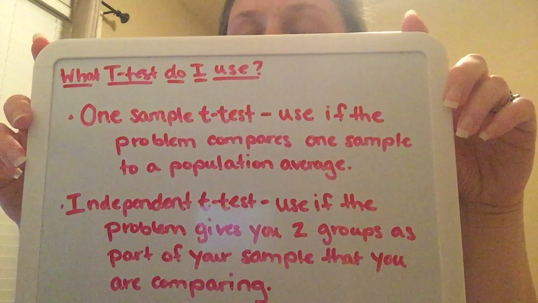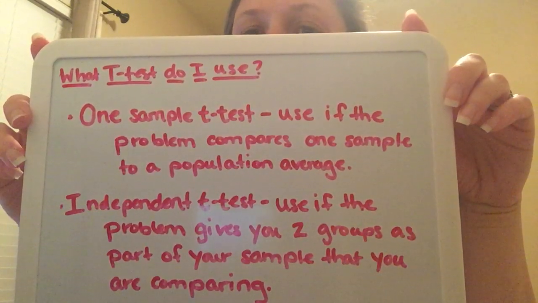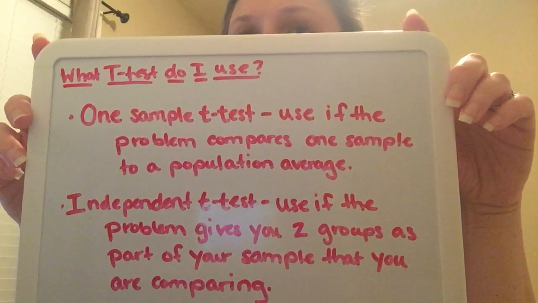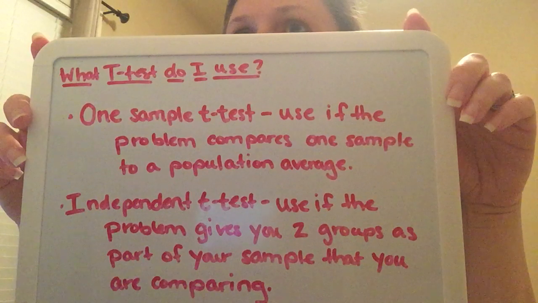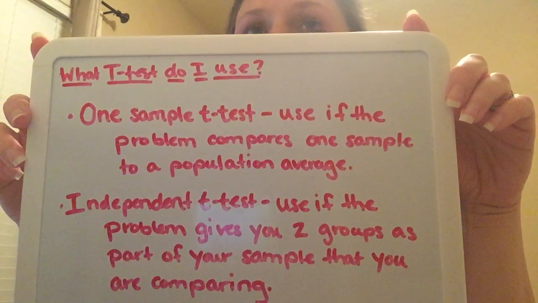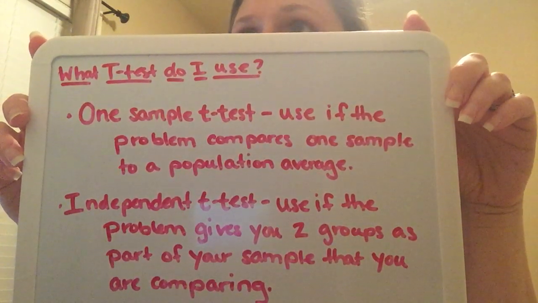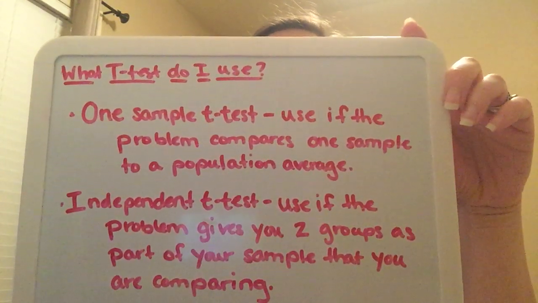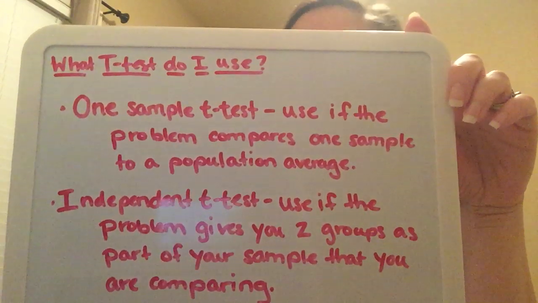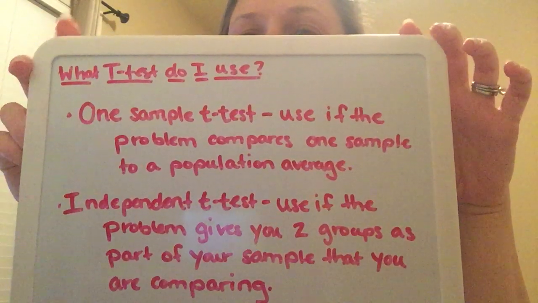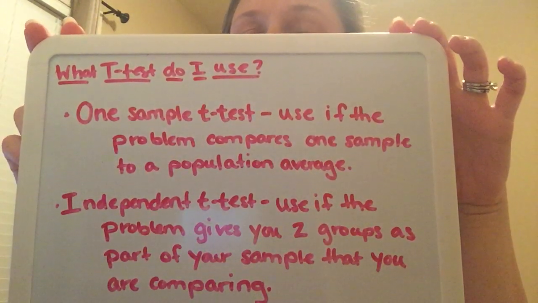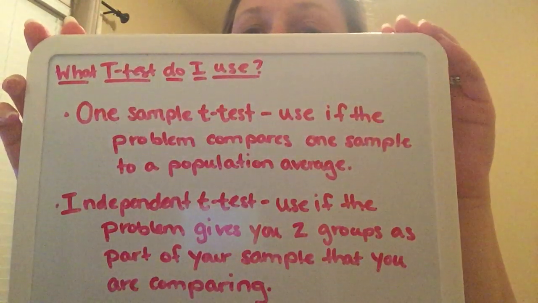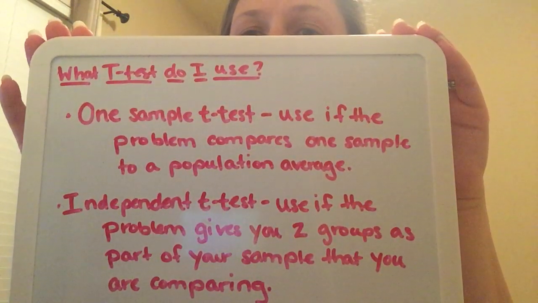Okay? And I've tried to emphasize this over and over again, that if you have a population mean, so if the problem is talking about the population and whatever their average is, or sometimes they'll just say students in general or people in general, that's communicating an entire population of people. If you have a population mean, then you are going to be using a one sample t-test. If you are not given a population mean, then you are not using a one sample t-test. And it really is that simple.